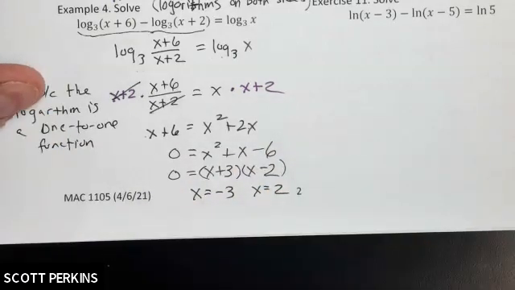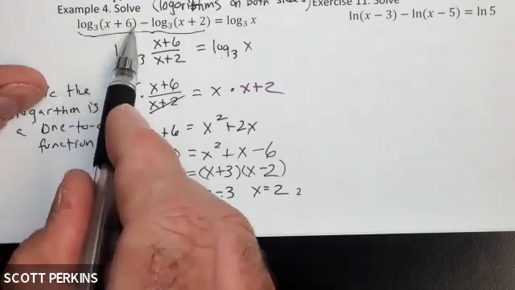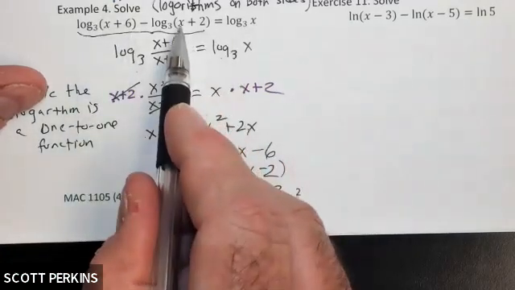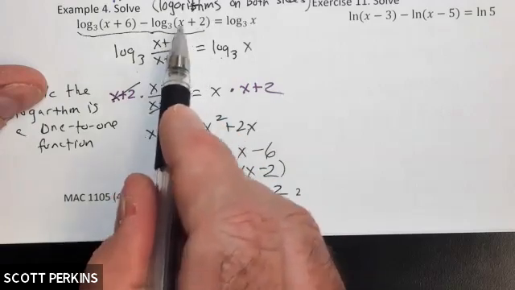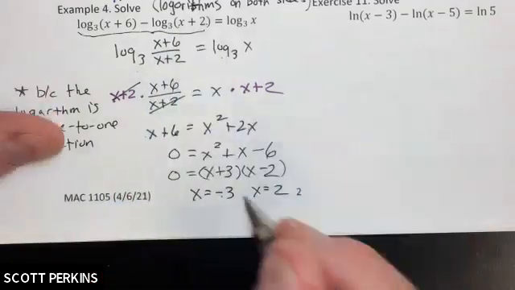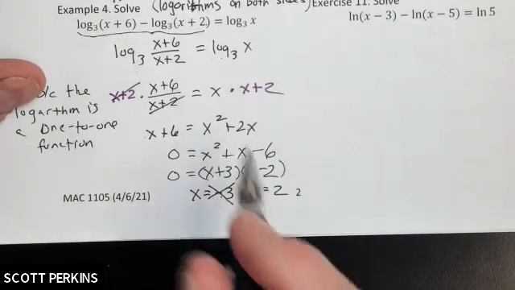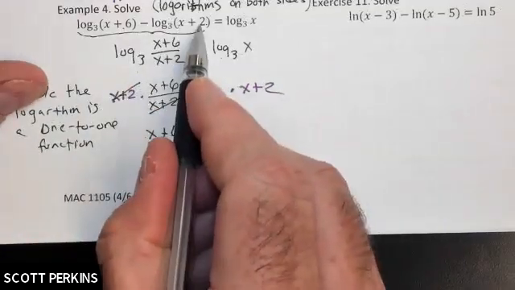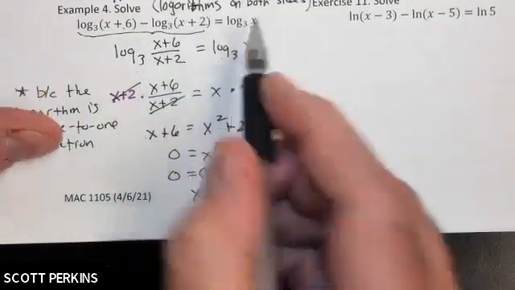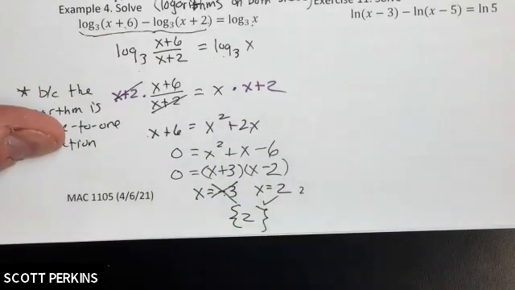And let's just check them to see if one or both or neither are going to work. So when I do the -3, well, the first logarithm's fine. But when I put the -3, the second logarithm's bad. Remember, I can't take the logarithm of a negative number, and -3 plus 2 is -1. Bad logarithm. And when I put 2 in there, 2 plus 6 is 8. That's fantastic. 2 plus 2 is 4. That's fantastic. 2 is positive. Fantastic. So my solution set is just the 2.